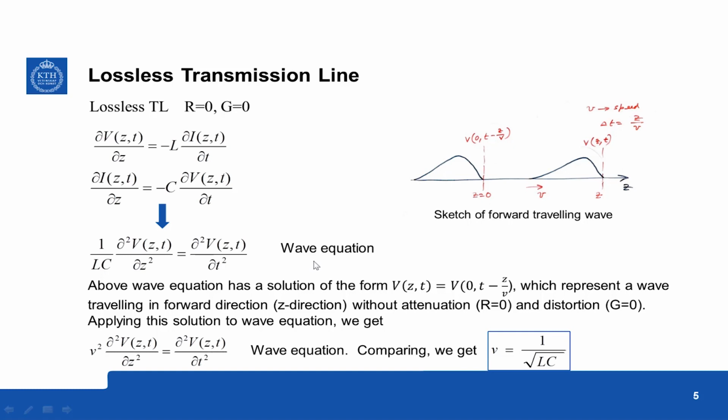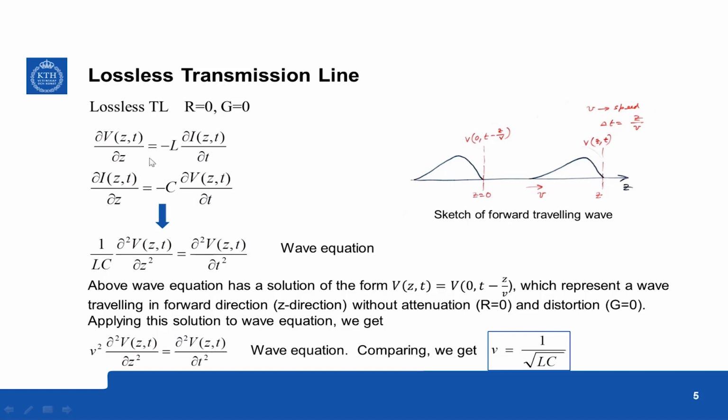Now consider a lossless transmission line. It does not have any loss, that is no attenuation, that is R equal to 0, that is amplitudes are the same all along the transmission line, and no distortion, G equal to 0, no dissipation of the current along the way of the transmission line. So under this condition, the previous equations simplify into these two equations. Spatial derivative of voltage equals minus L di by dt. Similarly, spatial derivative of current equals minus C times time derivative of voltage.